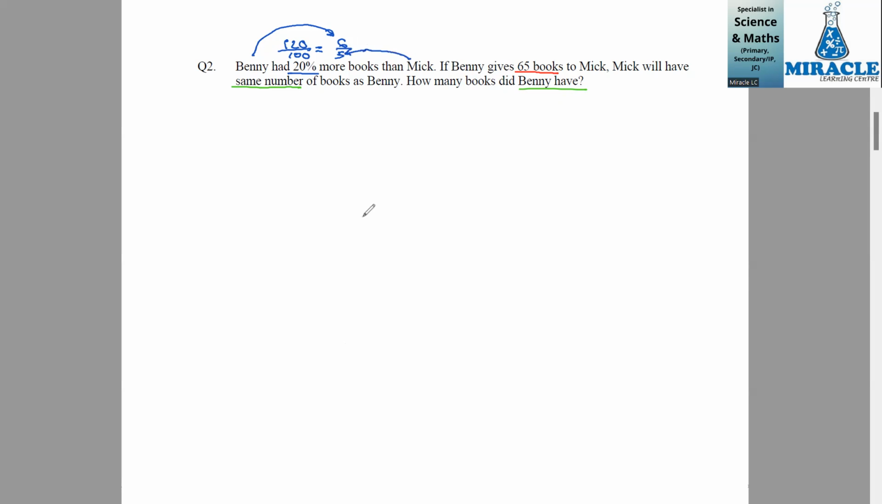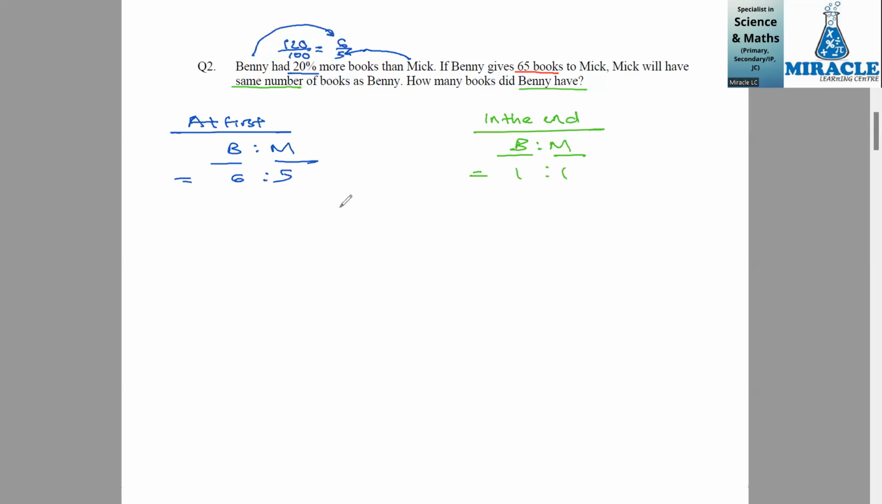Okay, so let's write this out in a ratio. We know that at first, Benny to Mick would be 6 to 5. And we know that in the end, Mick will have the same number of books as Benny. This means that their ratio would be 1 to 1 because they have the same number.